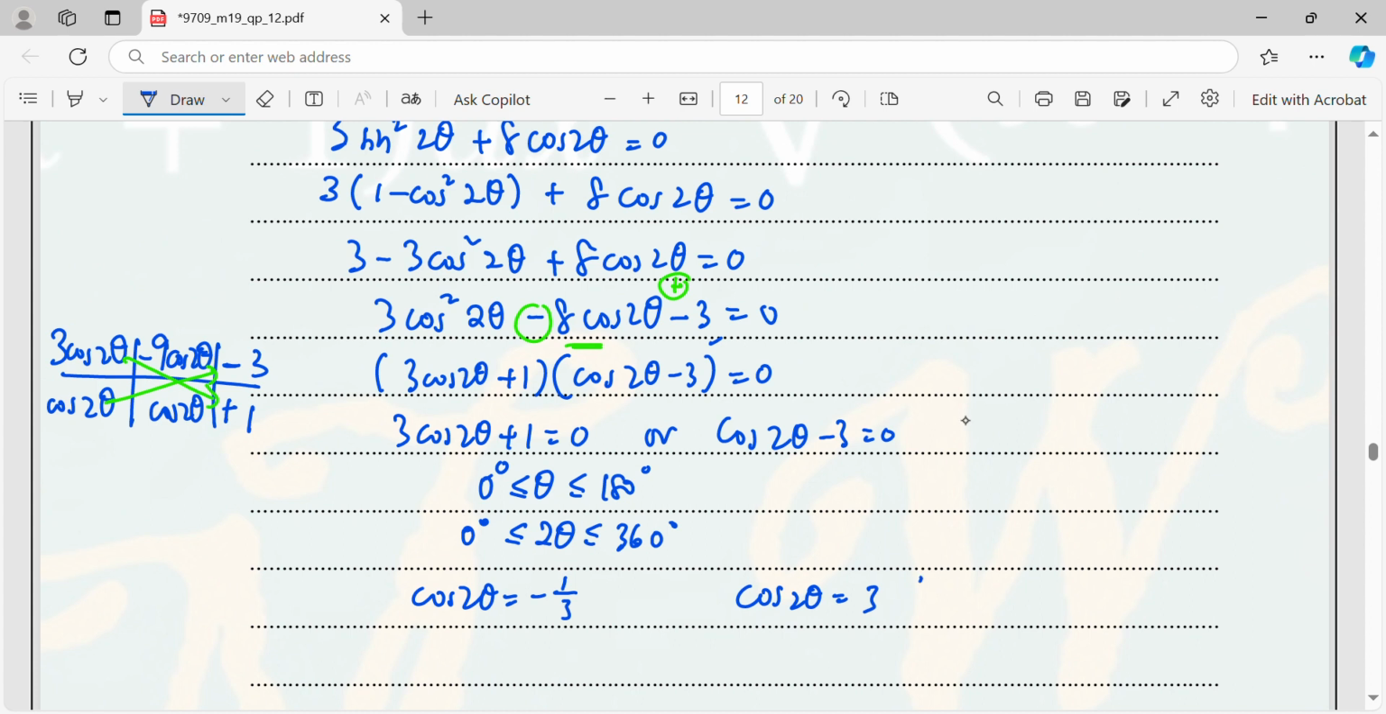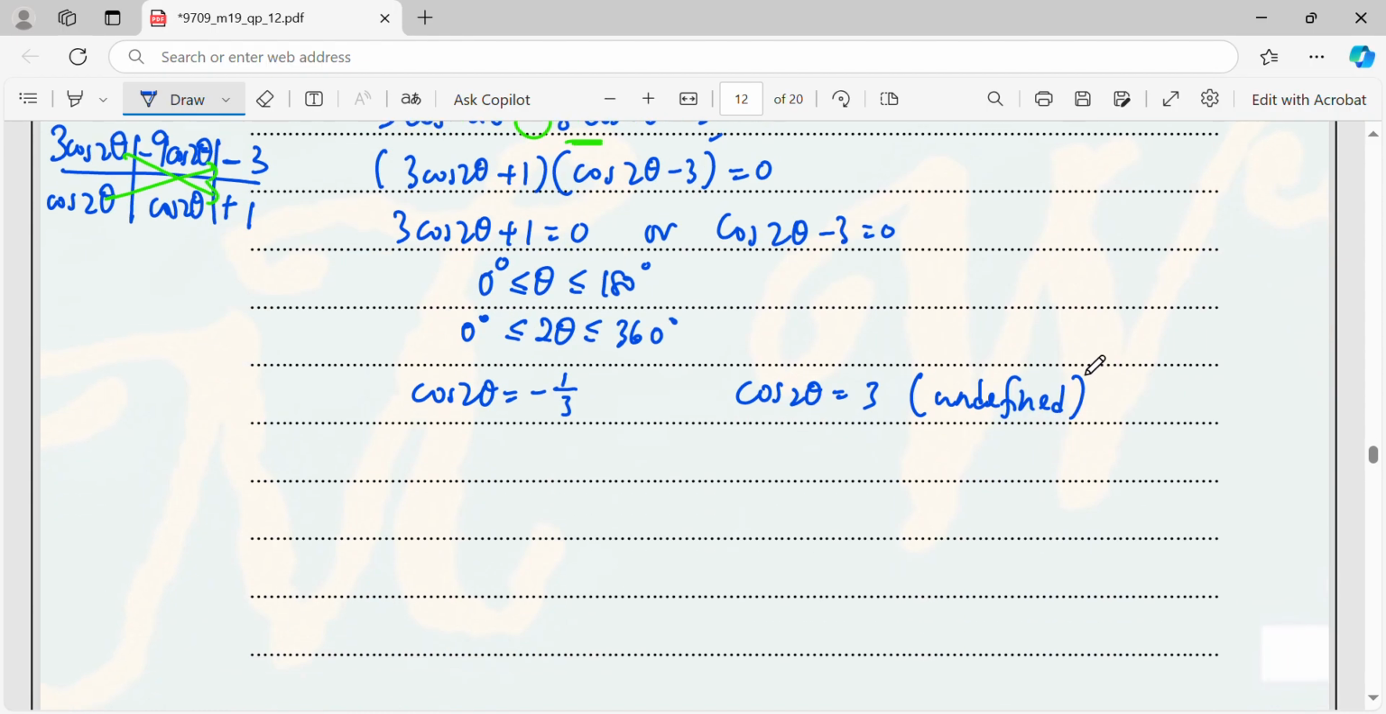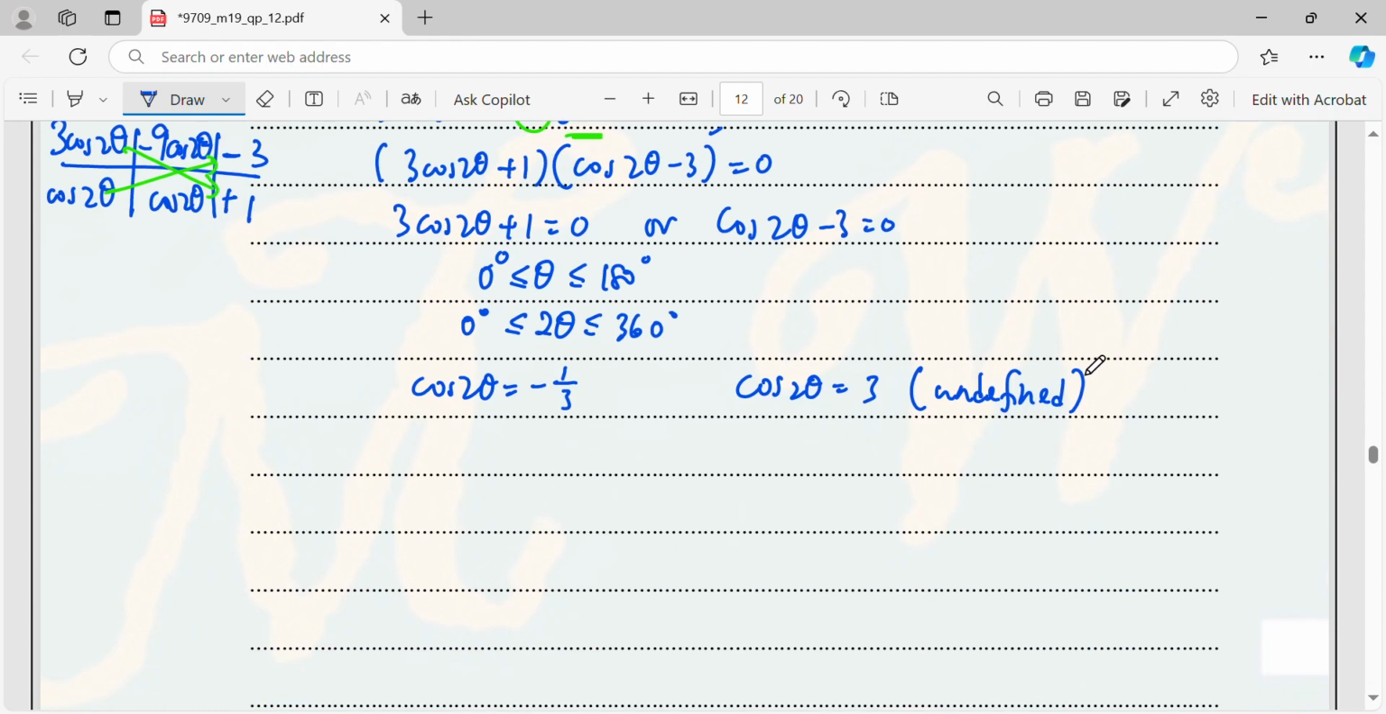Okay, so now here, cos 2 theta equals 3 means undefined, because the maximum value for cos theta or cos 2 theta on any cos graph will be 1. Minimum is minus 1. So now I have to solve this by referring to the new interval. So then I will just draw the quadrant. Now cos negative, which means the angle is in the second and third quadrant.